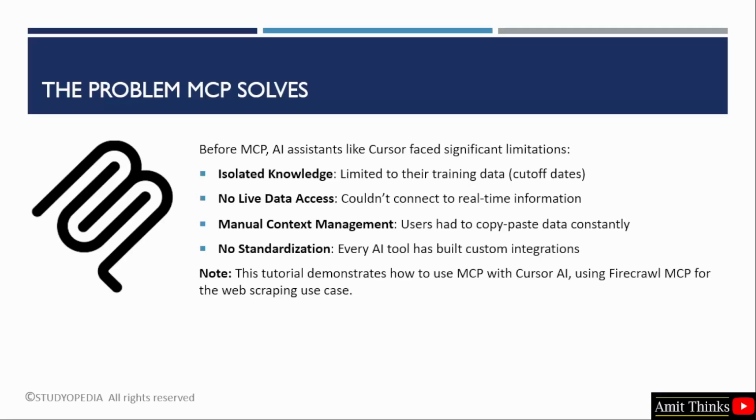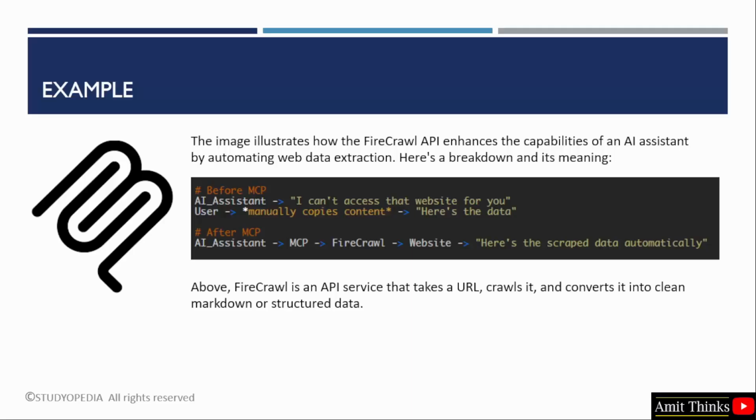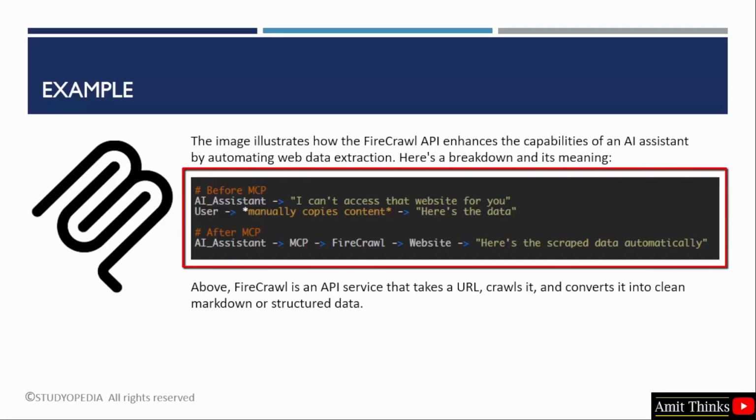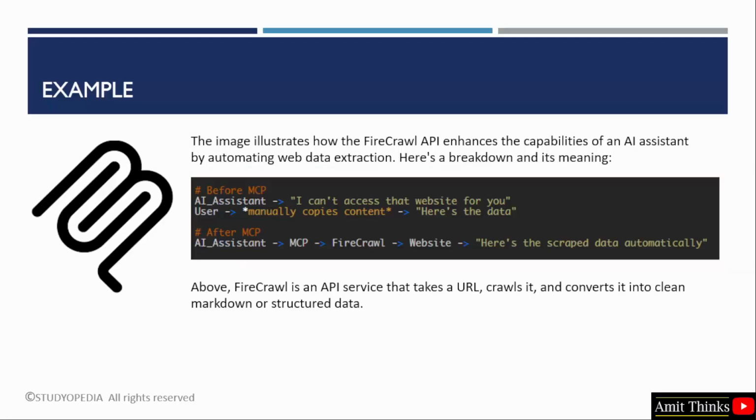In this tutorial, we will use MCP with Cursor AI, using firecrawl MCP for the web scraping use case. Now let us see a basic example before moving towards other lessons as well as our coding example in the end using Cursor AI. So this image displays before MCP as well as after MCP. This illustrates how the firecrawl API enhances the capabilities of an AI assistant by automating web data extraction. Here's a breakdown and its meaning.